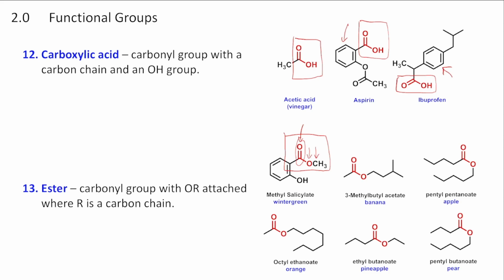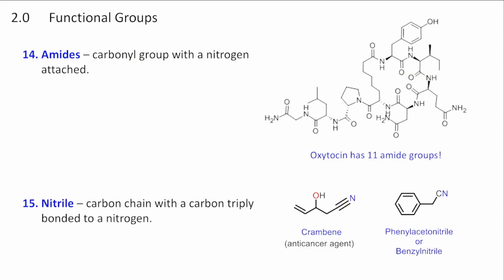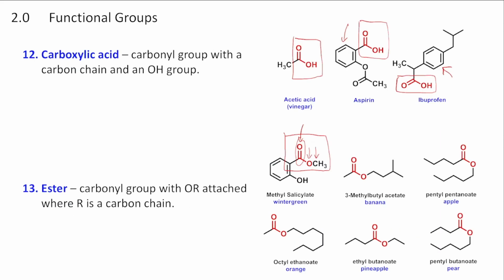Multiple fruits, their characteristic smell and flavor is a result of esters that are naturally produced inside the plant. Banana uses this compound, 3-methylbutyl acetate, which has a carbonyl group, an oxygen, which is also attached to another carbon. You can see a number of other ones here. We have the compound responsible for the smell and flavor of apple, pear, pineapple, and orange.